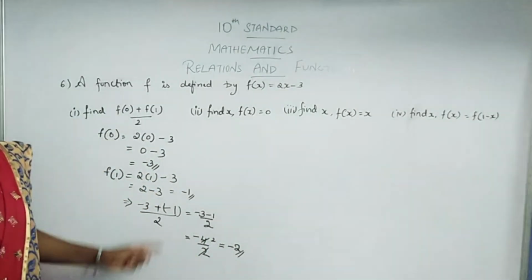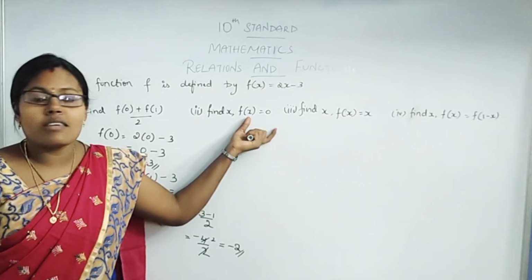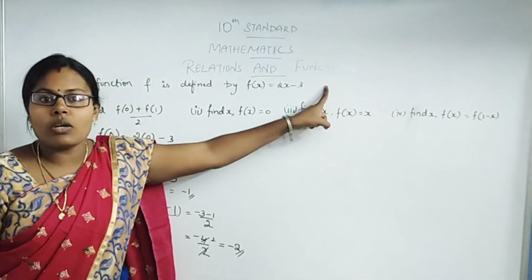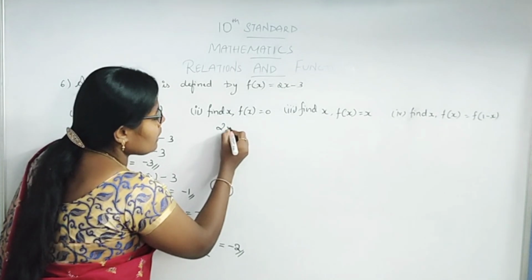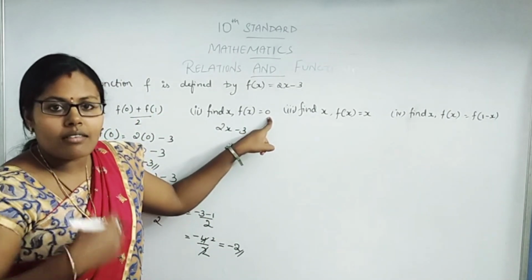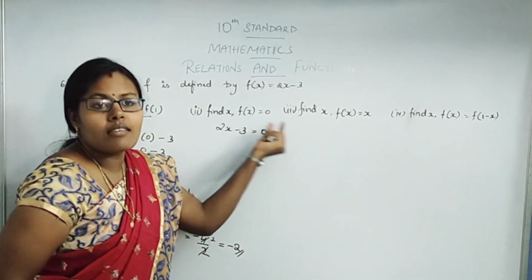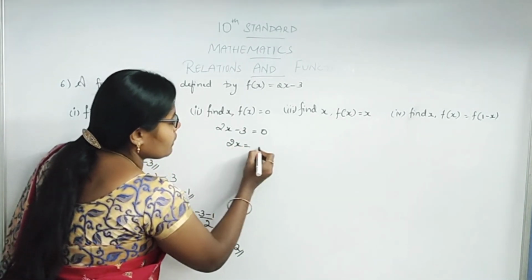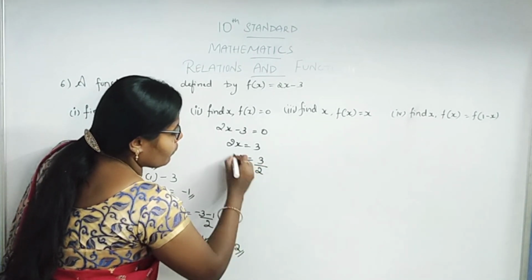Now we'll see the next one. You have to find the value of x where f of x is 0. The f of x value they have given is equated to 0 and you have to find the x value. So 2x minus 3 is equal to 0. Now you shift this minus 3 to this side, which becomes plus 3. So 2x is equal to 3 and x is equal to 3 divided by 2.